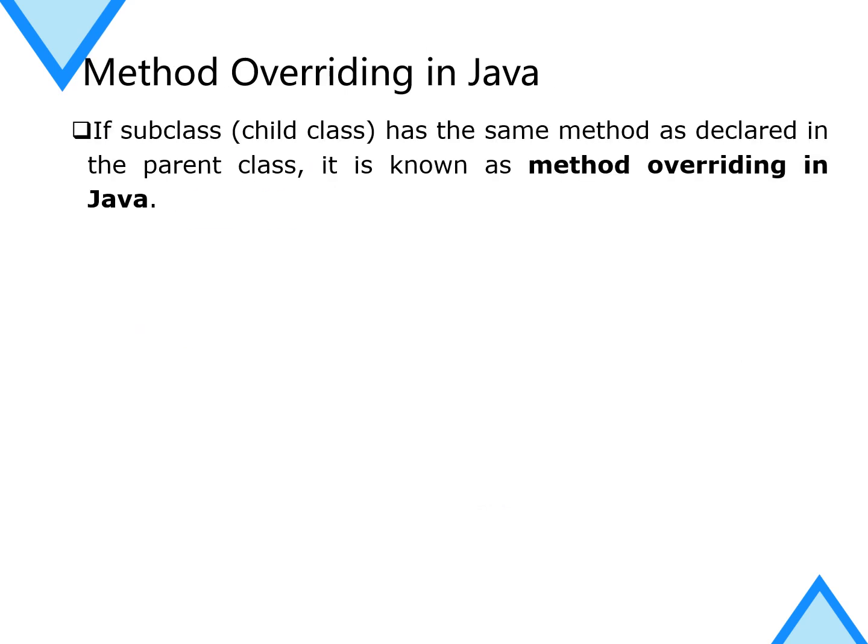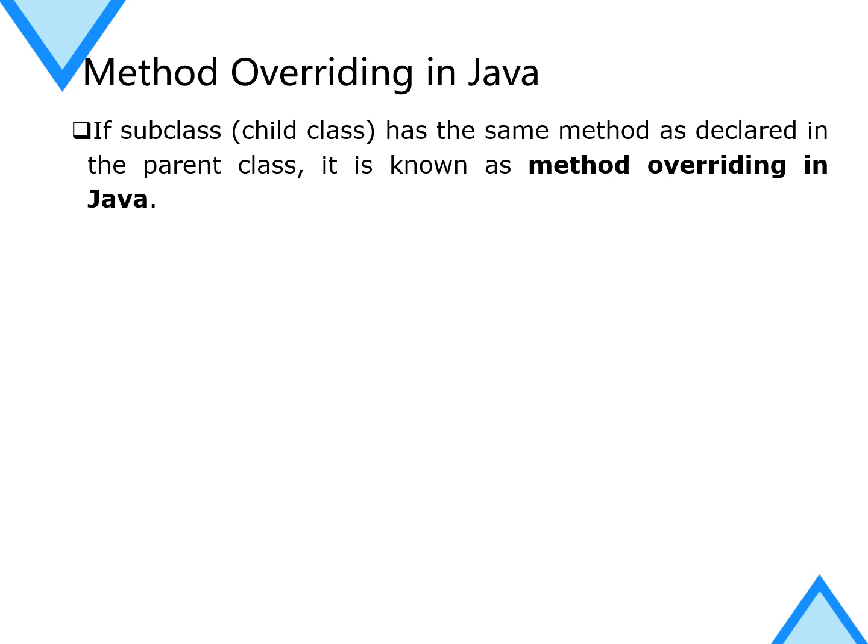So after this we have finished the topic of method overloading, and now we want to discuss method overriding in Java. If a subclass or child class has the same method as declared in the parent class, it is known as method overriding in Java. Method overloading we implement in the same class, but method overriding must have a parent-child scenario.